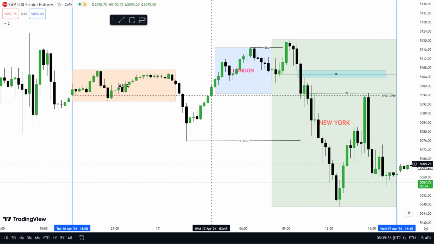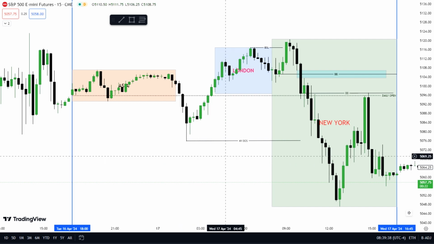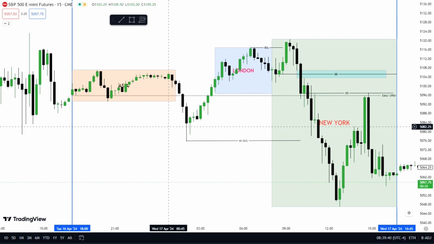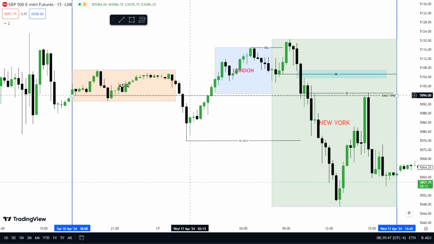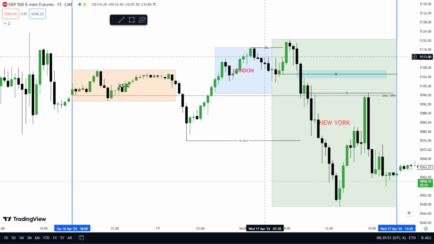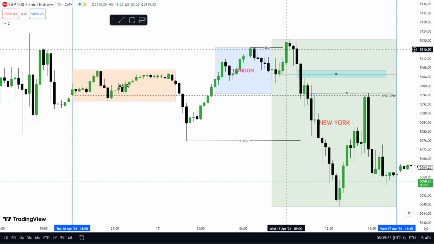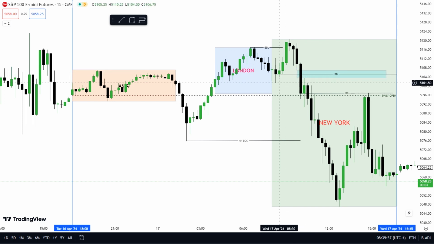So this is all I wanted to talk about in this video. So three things we are looking for. You want to draw a daily open horizontal line. If London is above the daily open, what you want to see is for New York to manipulate higher, then reverse, putting our shift in market structure right there.